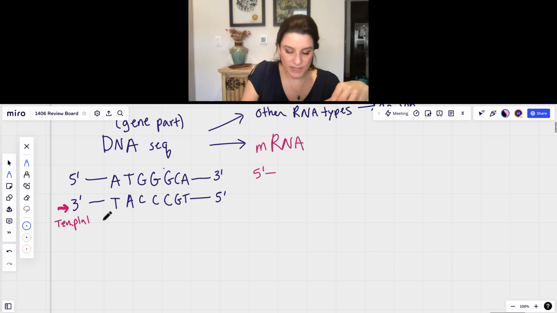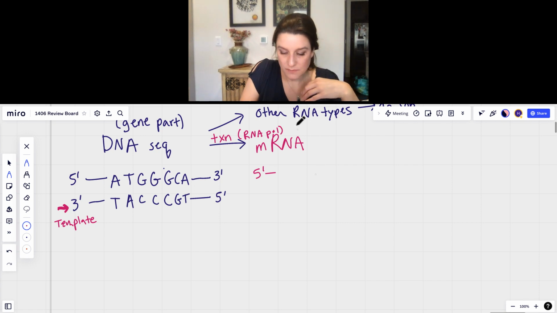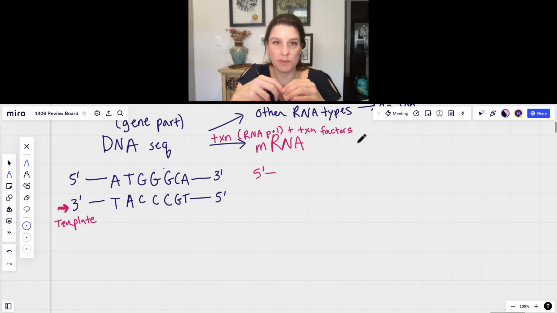So it's going to start reading, and first of all, this process is transcription. And who's going to do it? The RNA builder, which we call RNA polymerase. We also need transcription factors, and they help get the RNA polymerase onto the strand. So transcription factors help start the transcription. And different transcription factors are in different cells. That's why genes are off and on in different cells.